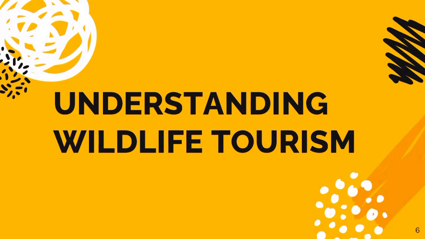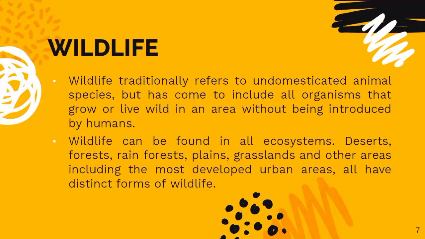Understanding wildlife tourism. Let us understand what this means just by defining each word. So what is wildlife? Wildlife traditionally refers to undomesticated animal species, but has come to include all organisms that grow or live wild in an area without being introduced by humans. Wildlife can be found in all ecosystems: deserts, forests, rainforests, plains, grasslands, and other areas, including the most developed urban areas, all have distinct forms of wildlife. So it basically means animals that live in wild country. These animals include amphibians, reptiles, fish, mammals, birds, and invertebrates.